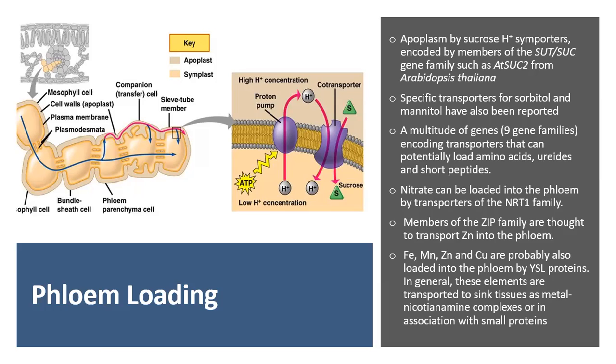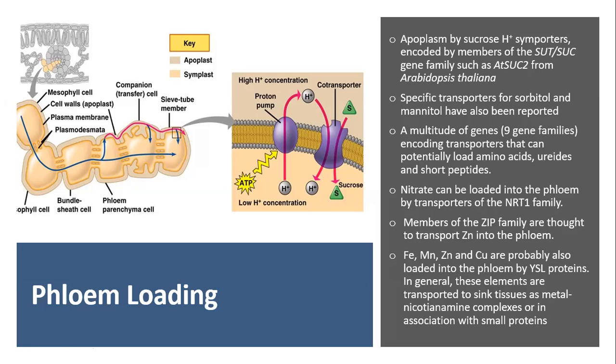Specific transporters for sorbitol and mannitol have also been reported. A multitude of genes encode transporters that can potentially load amino acids, ureides, and short peptides. So it means the transporters of these organic compounds are also important for phloem loading. It means that they cannot be moved through the lipid bilayer efficiently.